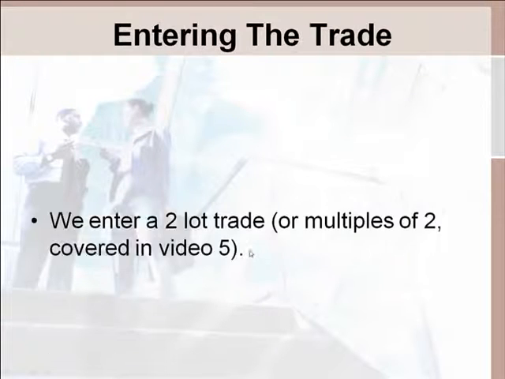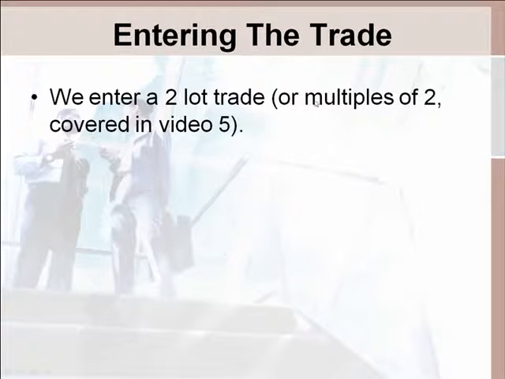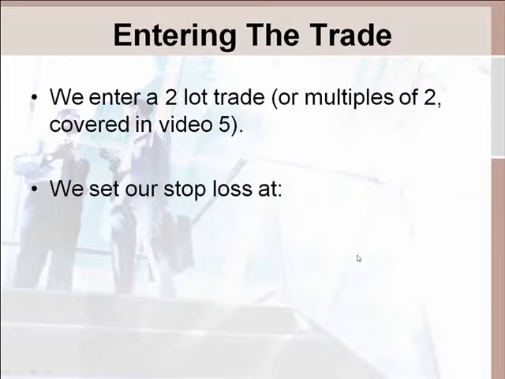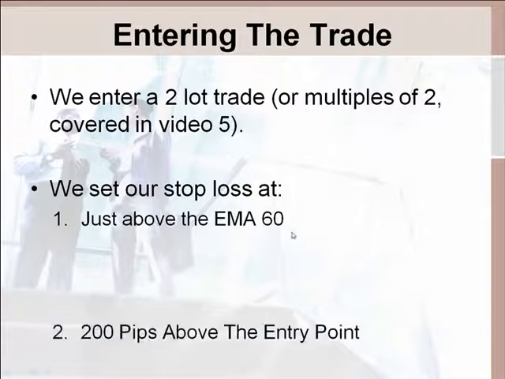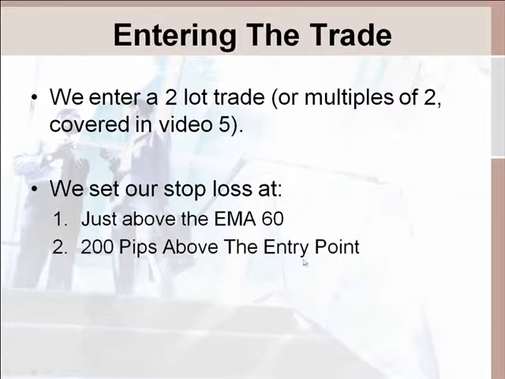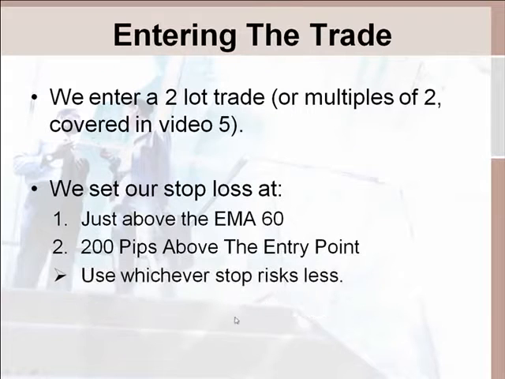And when we're entering a short trade, we're going to enter with two lots or multiples of two, which I'll talk about in video 5, but for now let's just say two lots. And we're going to set a stop loss to protect ourselves from bigger losses. We're going to use one of two rules to set our stop loss. We're either going to set it just above the EMA 60, or we're going to set it 200 pips above the entry point. In a faster moving market, you would probably use the 200 pip rule. Most of the time, you'll probably set it just above the EMA 60. I would set it 20 pips back or something from the EMA 60 and use that. And we're going to use whichever stop risks less money.